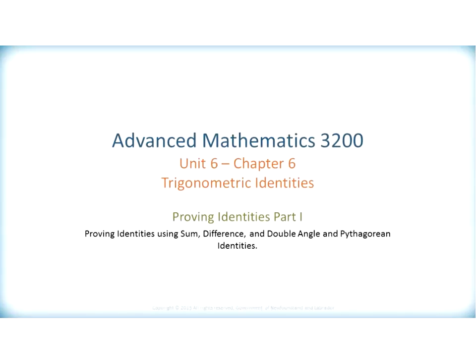Okay, in this lesson we're looking at Unit 6, Chapter 6, Trigonometric Identities, and we're looking at Proving Identities Part 1. We're going to be proving identities using the sum, difference, double angle, and Pythagorean identities. It's from Section 6.3 in your text, and again we're going to be proving trigonometric identities algebraically.